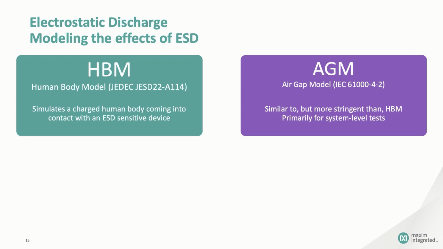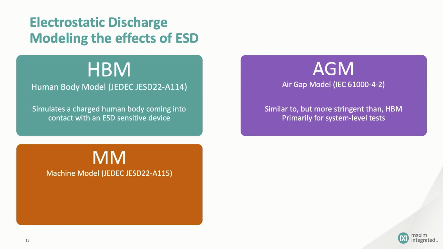Now, the human body model recognizes that the human body has an inherent resistance. The discharge path in the HBM is limited by a resistor. But if the discharge path is not through a human body, but let's say through metal-on-metal contact, then that limitation doesn't really apply. And that's why we also employ the machine model, or the MM.